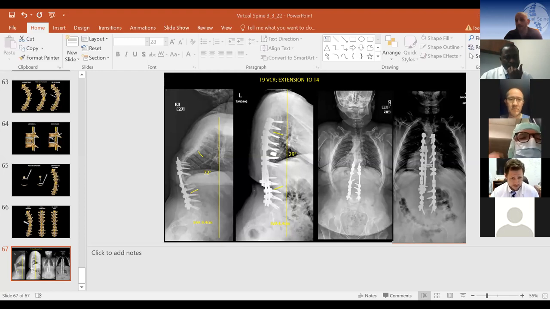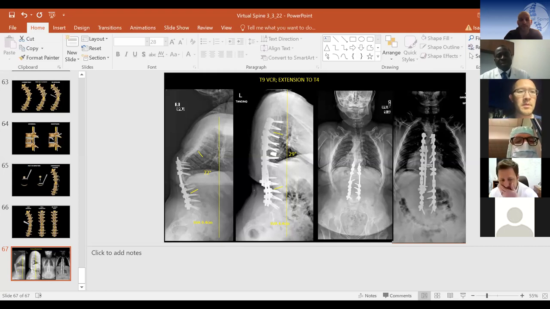Yeah, that looks fantastic. I'm sorry, I lost you guys for a few seconds. I just lost internet. That looks amazing. I'm curious, what kind of graft did you place there in your VCR defect? BMP. But what is the cage that you placed there? Is that a titanium cage? Yeah, that's a titanium cage. That's correct. Okay.